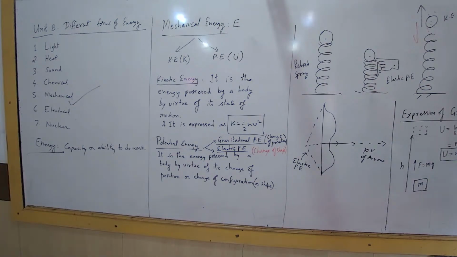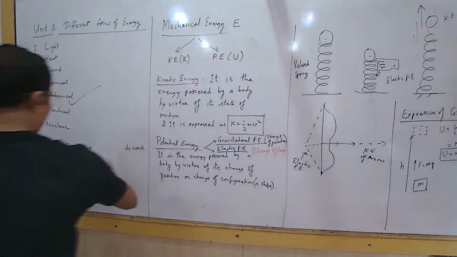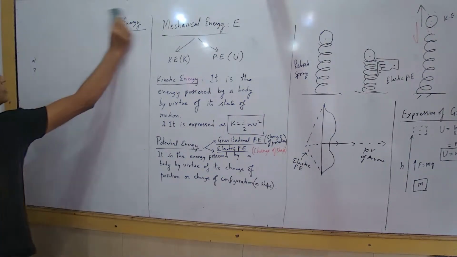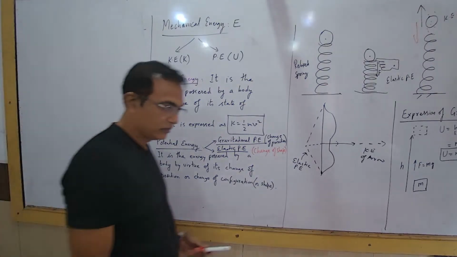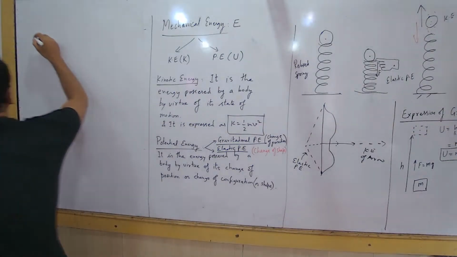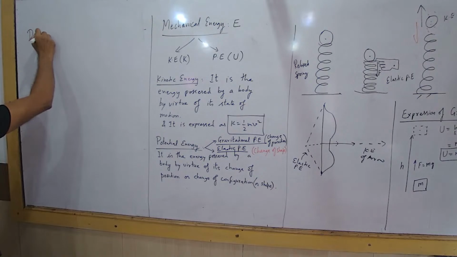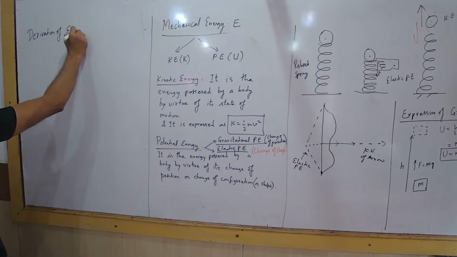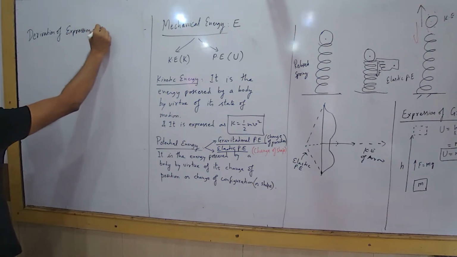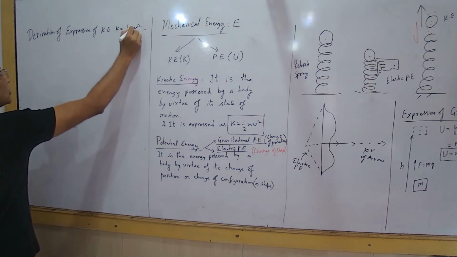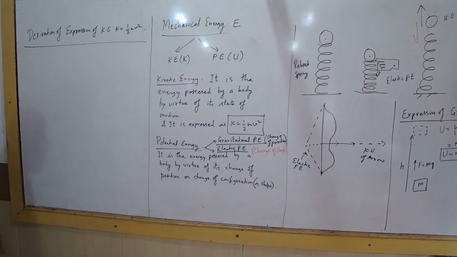Yes. Next, we derive the expression half mv square. Now how do we derive it? Half mass into a constant. How do we derive it? What logic? Derivation of the expression of kinetic energy. So what logic should we follow?